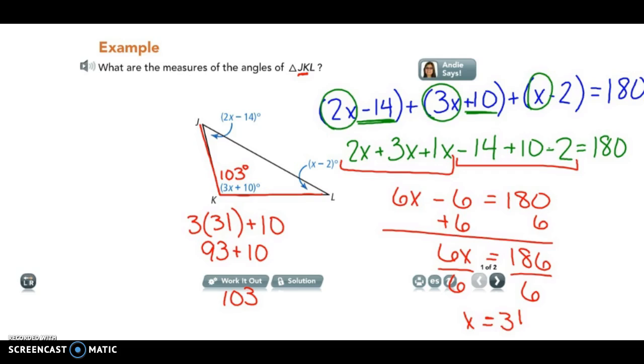You can also plug in 2 times 31 here, minus 14, and you're going to see that that angle is going to be 48 when you're done. And you can also do 31 minus 2, so that makes this angle 29 degrees. So now you can find every single one now that you know x. Okay, so I'm going to have you try the next one on your own. So go ahead, look at your paper and try it.